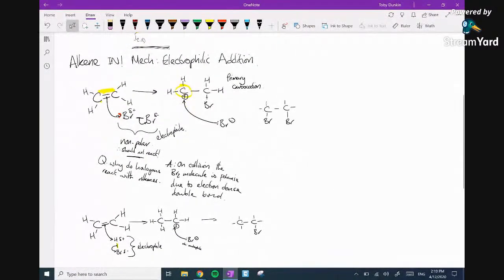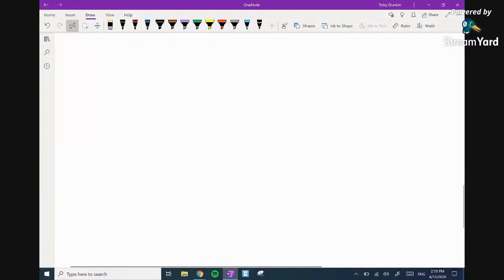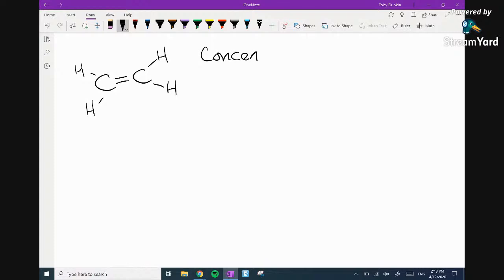So let's have a go with a slightly more complicated molecule, because these will always get more and more difficult. So the next one, I'm going to react ethene. You'll notice I'm sticking very carefully with ethene. This will become clear in a moment. I'm going to react this with concentrated sulfuric acid.